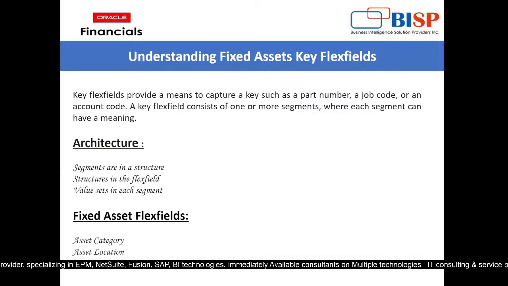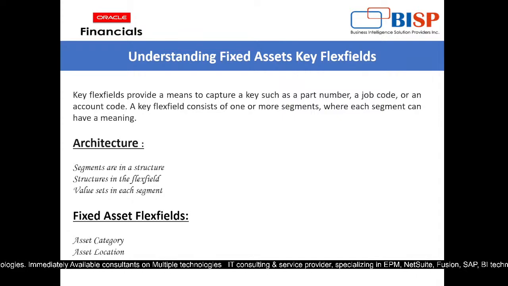So flex field metadata is stored in the flex field metadata table. When you configure a key flex field, you define metadata about the key flex field covering aspects such as the segments in the structure in the flex field, and value sets in each segment. So what happens is, the segments are mapped in the structure with the value set, and then the structure is mapped with the instance to be used.